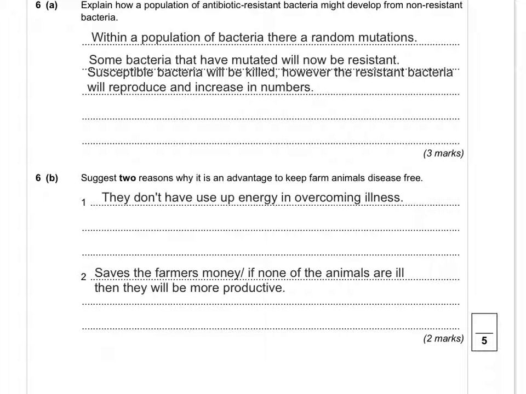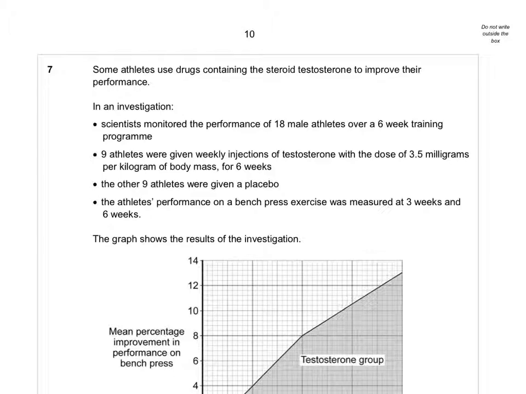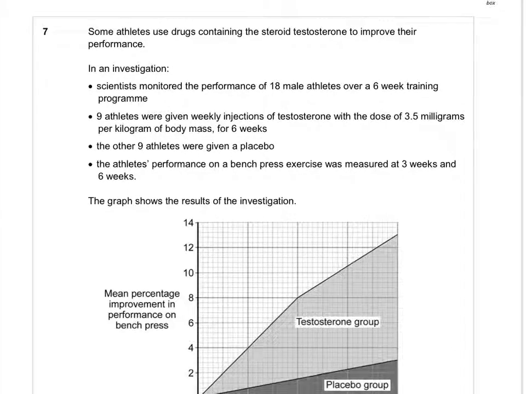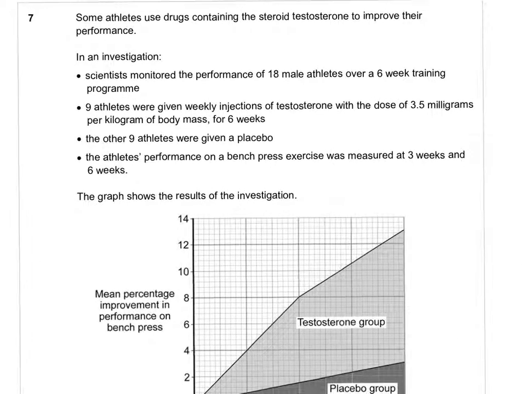Okay, next question then, we look at question 7. Okay, so we've got a question on drugs. It says some athletes use drugs containing the steroid testosterone to improve their performance. In an investigation, scientists monitored the performance of 18 male athletes over a 6-week training program. 9 of them were given weekly injections of testosterone, and the other 9 were given a placebo.